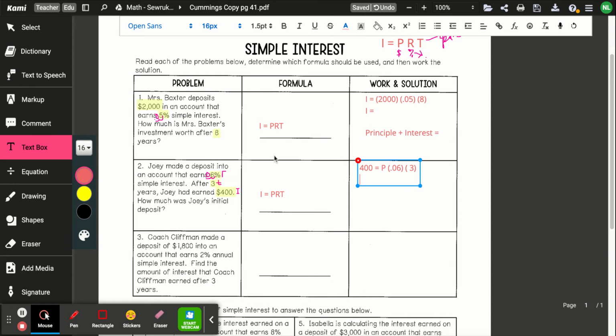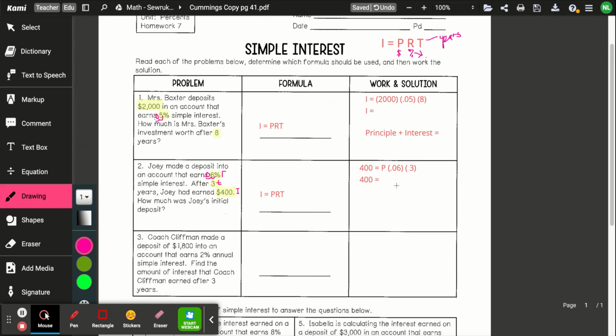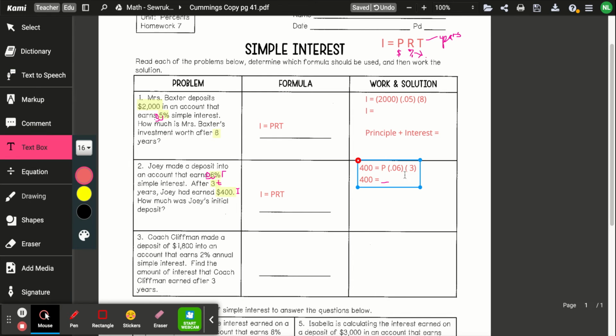So right now in your calculators, you should be multiplying 0.06 times 3. Whatever you get there, you're going to put it here. And then you are going to leave the P. We have to solve for P.